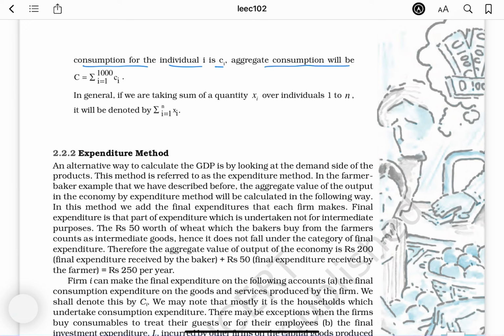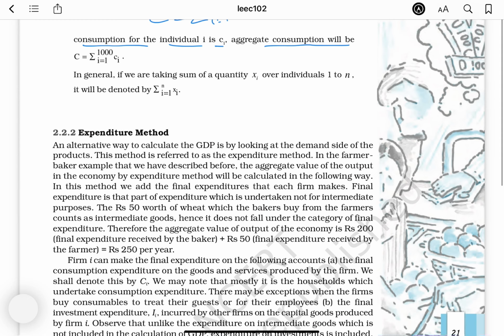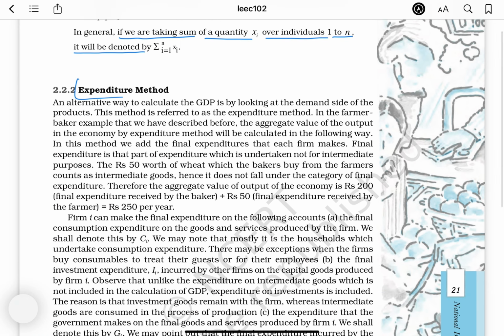Aggregate consumption will be C equals sigma i equals 1 to n of Ci. In general, if we are taking the sum of a quantity xi over individuals 1 to n, it will be denoted sigma i equals 1 to n of xi.